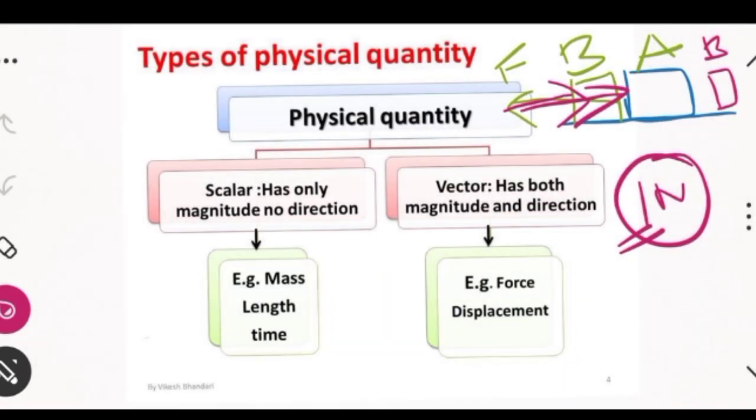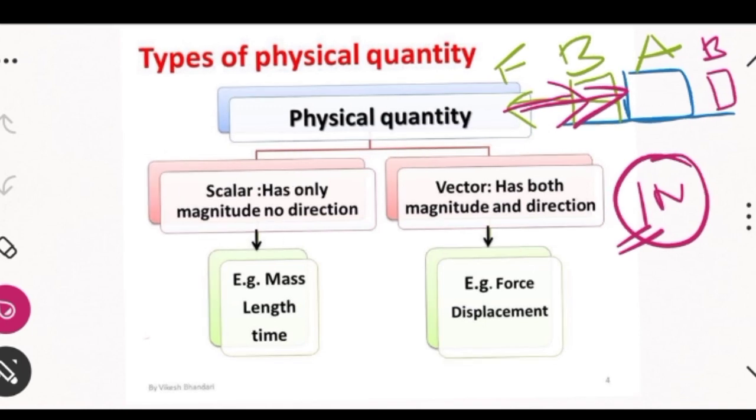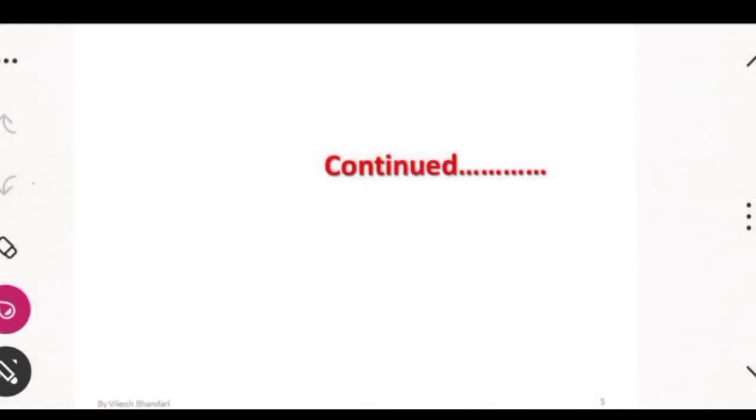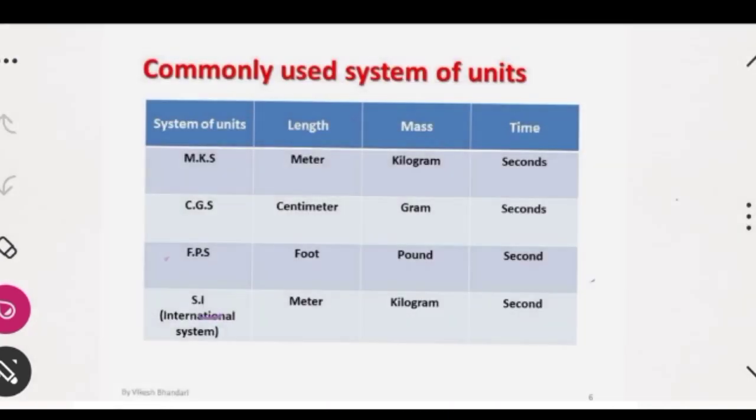Next, we discussed the types of physical quantity: scalars and vectors. Scalar means it has magnitude but not direction, for example mass, length, time. A vector quantity has both magnitude as well as direction, for example force. Next, in this session we will be discussing commonly used systems of unit.